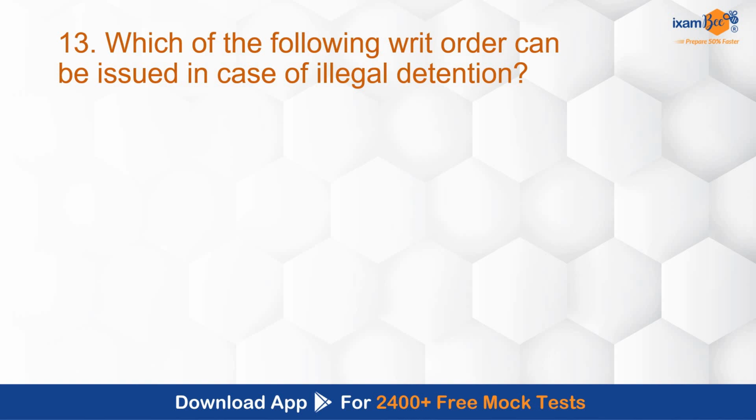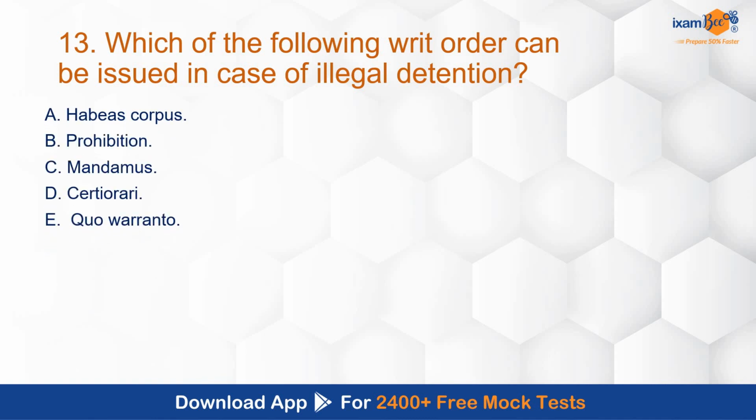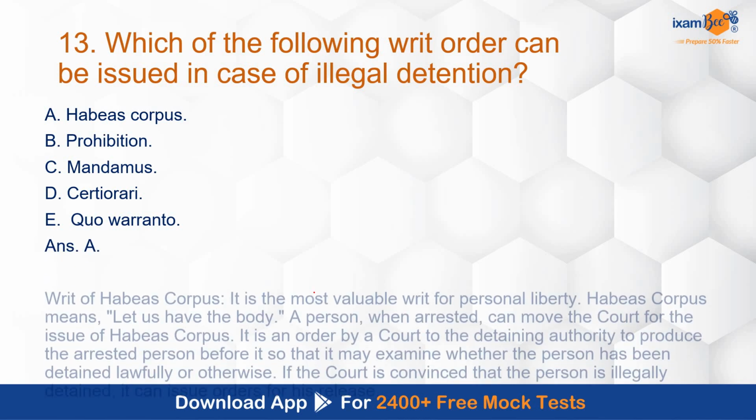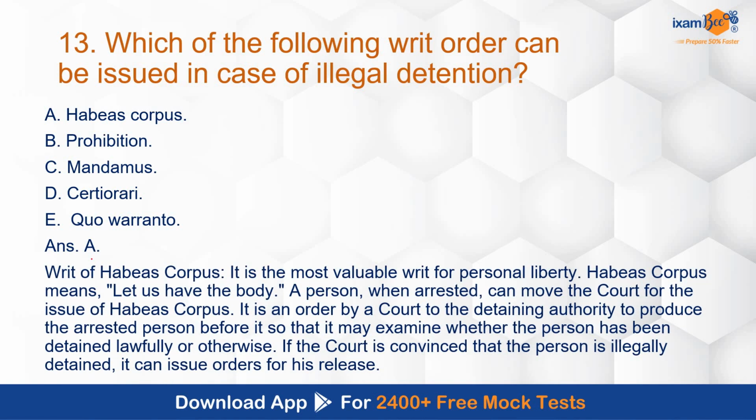Question number 13. Which of the following writ orders can be issued in case of illegal detention? Habeas corpus. So you know the answer. There are 5 writs and habeas corpus is issued in case of illegal detention. This is the most valuable writ for personal liberty. Habeas corpus means let us have the body. A person when arrested can move to the court for the issue of habeas corpus.